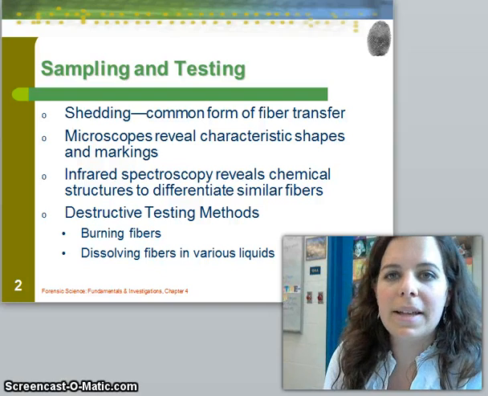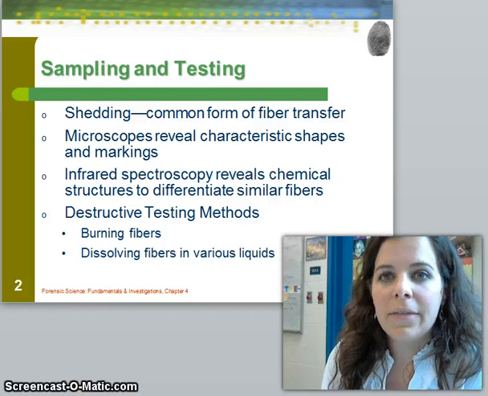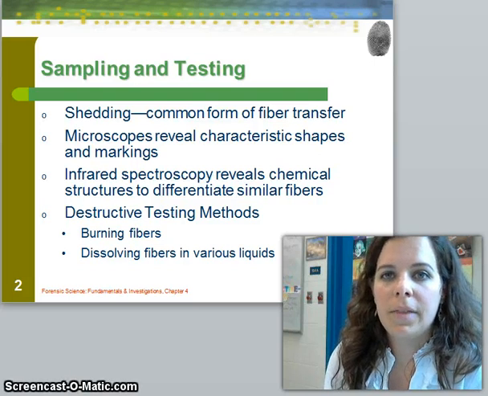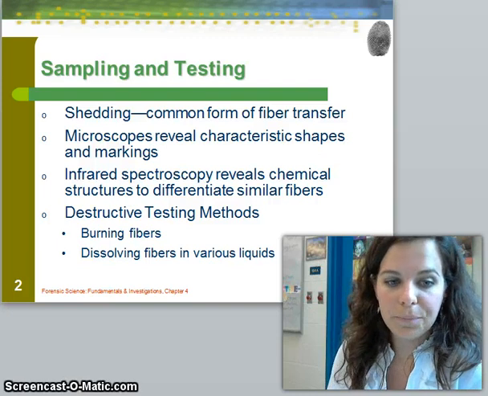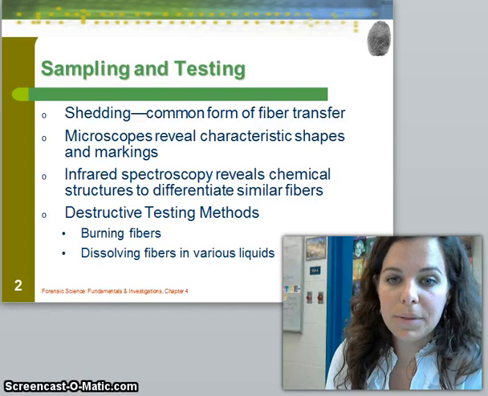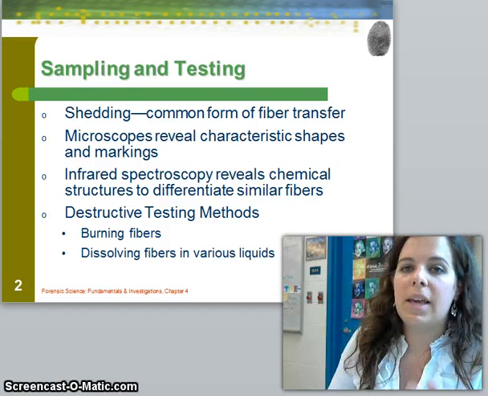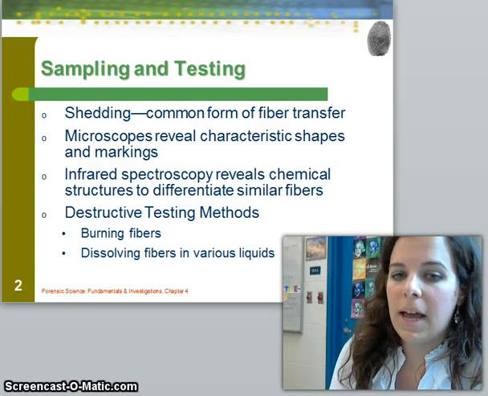So when you sample and test a fiber, there are a few different things you're going to look at. The first is that fiber transfer is usually through shedding. This means that the carpet or the clothing, usually a sweater, will have fibers come off of it. Microscopes reveal shapes, characteristics and markings on the fibers. You can also use infrared spectroscopy, which uses the chemical structure of the fiber to see if they're similar, to try to match the fibers together.